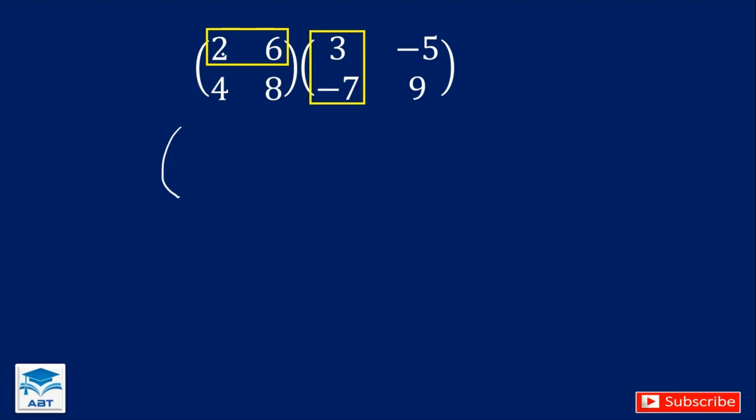So the first number here, 2, will multiply 3, giving 6. And the second number here, 6, will multiply -7, giving -42. After that, we multiply the first row again of the first matrix by the second column of the second matrix. So 2 will multiply -5, giving -10. And 6 will multiply 9, giving 54.